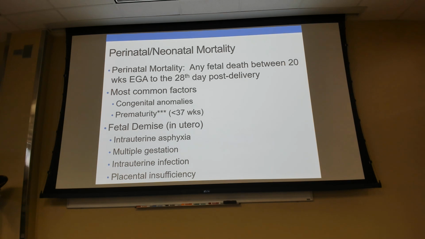Something to know: if a child dies in utero between 20 weeks and any time after, so EGD means estimated gestational age. Anytime a child dies from the 20th week of gestation up until they are no longer a neonate anymore, that is considered a perinatal mortality. So just to get us on the same page.